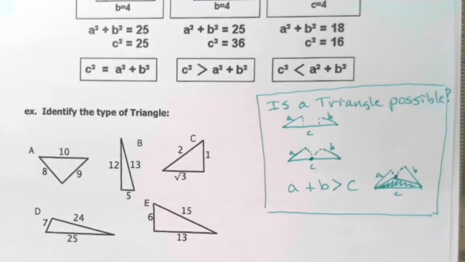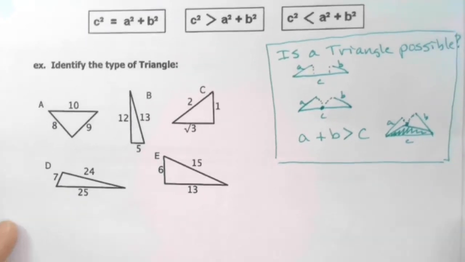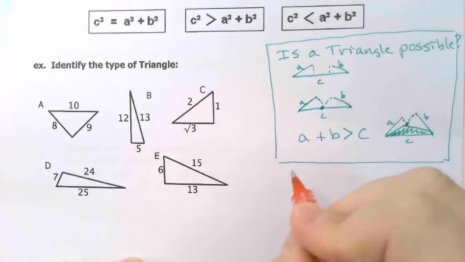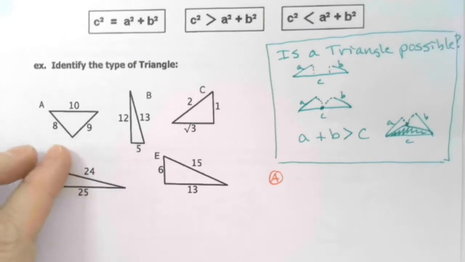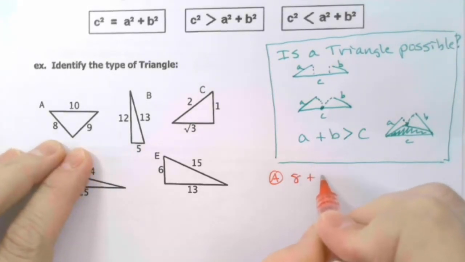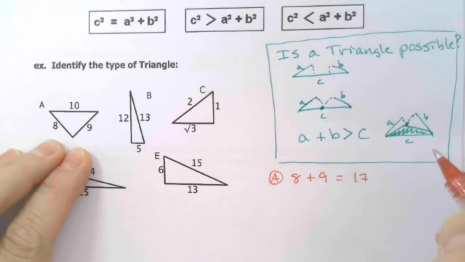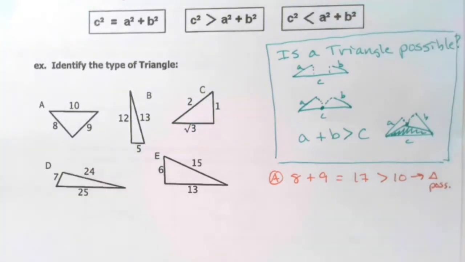Okay, so let's look at these triangles. We're going to start with triangle A. And for all triangles, you want to make sure that a triangle is actually possible, which you can usually do in your head. 8 and 9 are the small sides, so 8 plus 9 is 17. That is greater than 10, so a triangle is possible. That's the first thing you want to do, is add the two small sides, make sure they're bigger than the big side. Now we're going to use our converse.